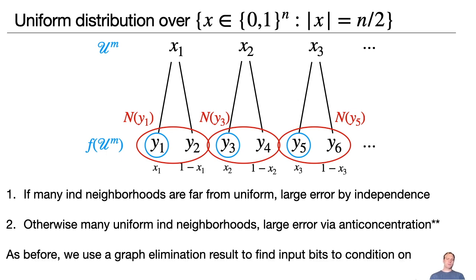And so again, we're going to use a graph elimination result to find which input bits to condition on to achieve our desired structure. Here we're looking for a stronger structure, so it turns out that we need to condition on many more bits, and now we get a tower-in-D type dependency. A bit surprisingly, this poor dependency does seem to be tight for at least the graph-theoretic subtask.